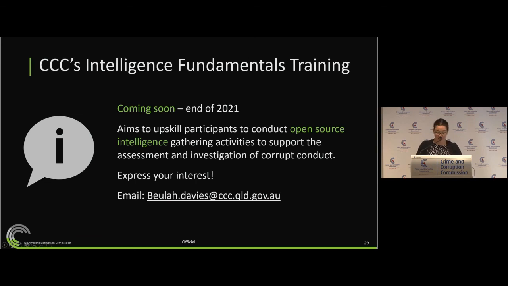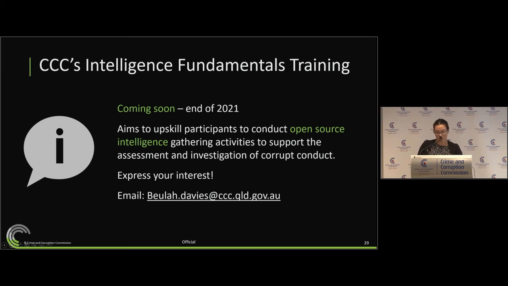Now, I want to finish my presentation with an important announcement. Planning is underway at the CCC to develop an Intelligence Fundamentals training course. The intention is that this course will be offered to Queensland Government agencies, including councils who are interested, and it will likely be aimed at officers attached to ethical standards units or involved in the investigation of matters, and also liaison officers. This initiative has kicked off as a result of feedback received during the recent corruption strategy stakeholder consultation process. If any of you have contributed to that process, thank you very much. We've heard you and we are taking action on the insights you've provided.